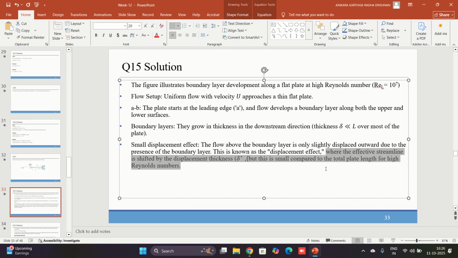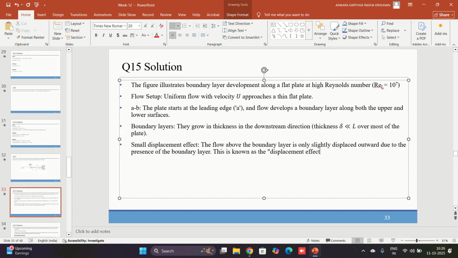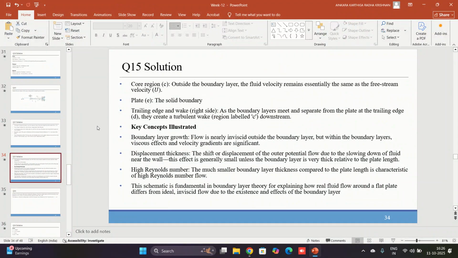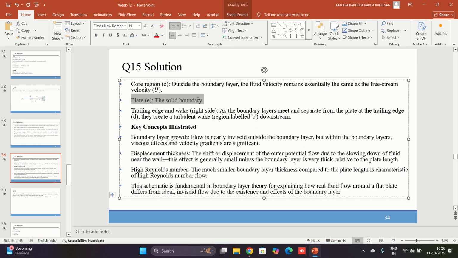I'll remove all these things, not required. And the core region outside the boundary layer, the fluid remains essentially at the free stream velocity u.